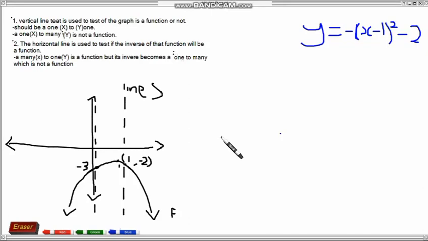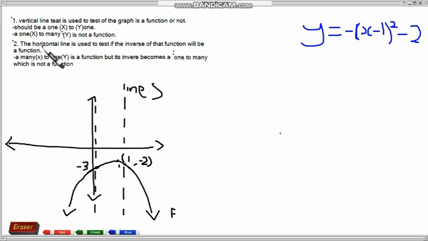Restricting a function so that its inverse can also be a function. Particularly, we're talking about a parabola. We have two tests. The vertical line test is used to test if the graph is a function or not. In order for the graph to be a function, it should be one-to-one, meaning for every one x value, there should be one y value. A one-to-many is not a function. One x value to many y values is not a function.